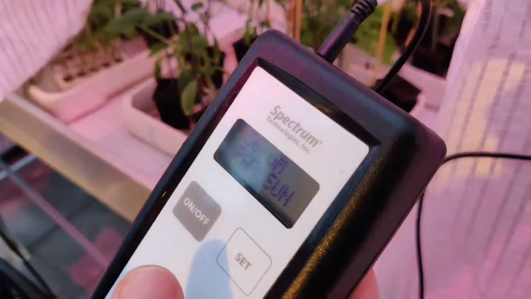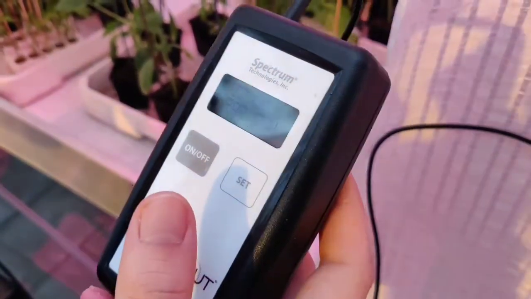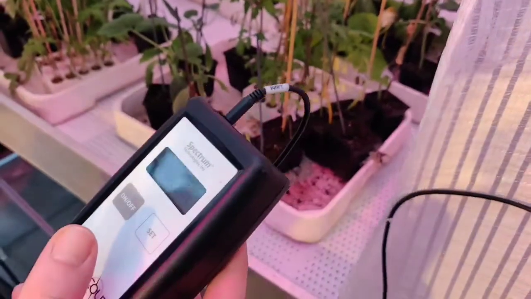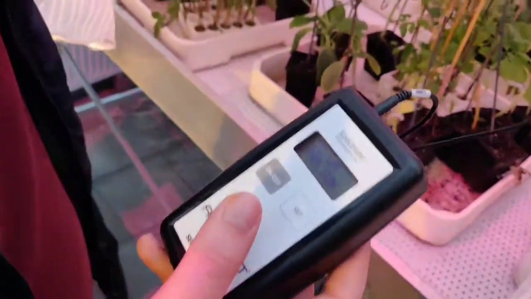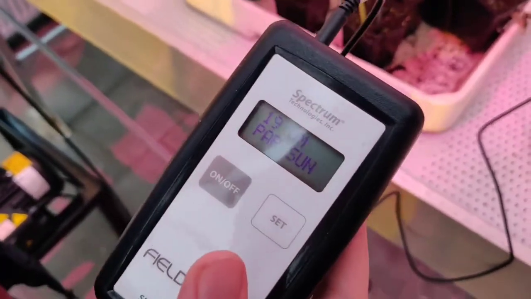So now, for example, we have a value of 36 because we are not below the LED light, and we're going to measure inside. So inside there is a value of 19, just like in the front of the unit.